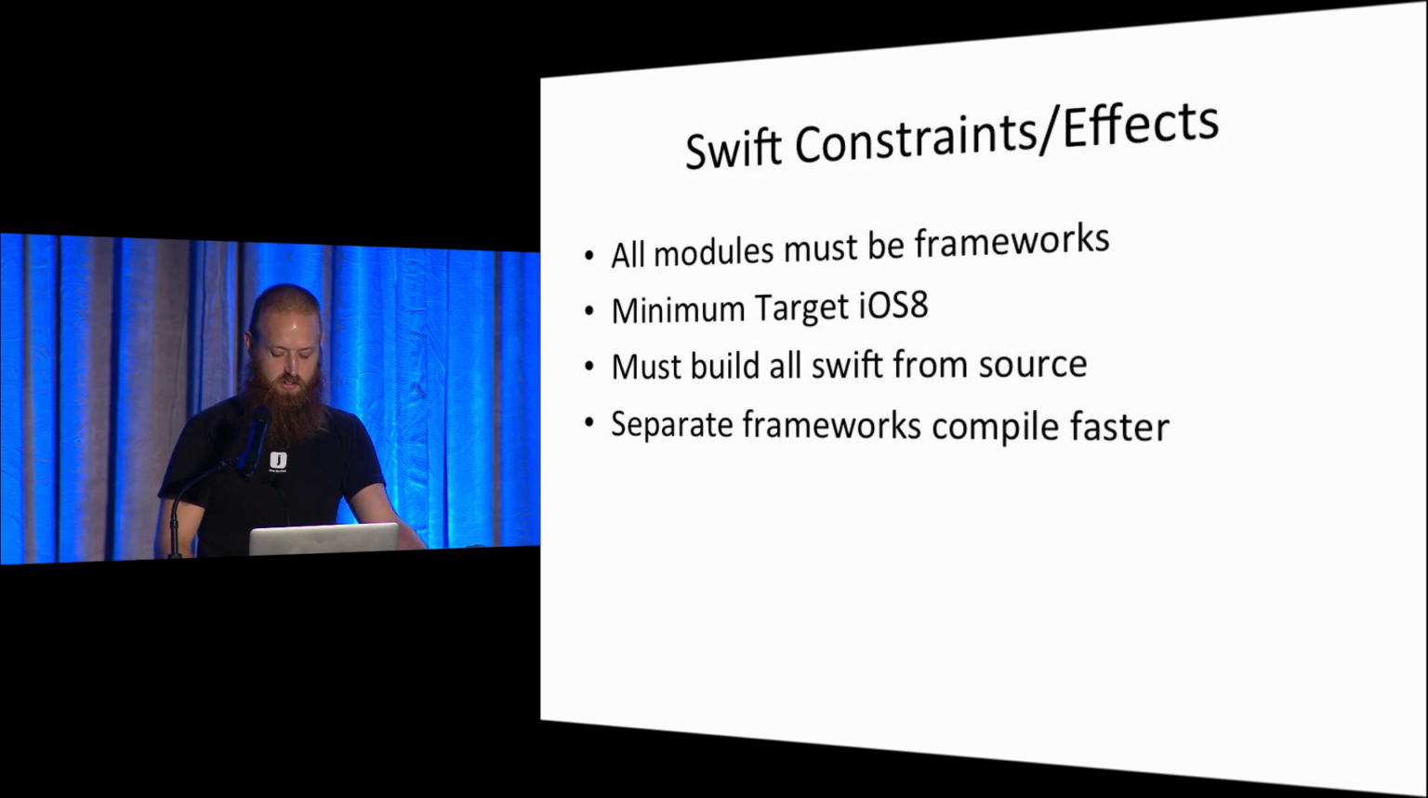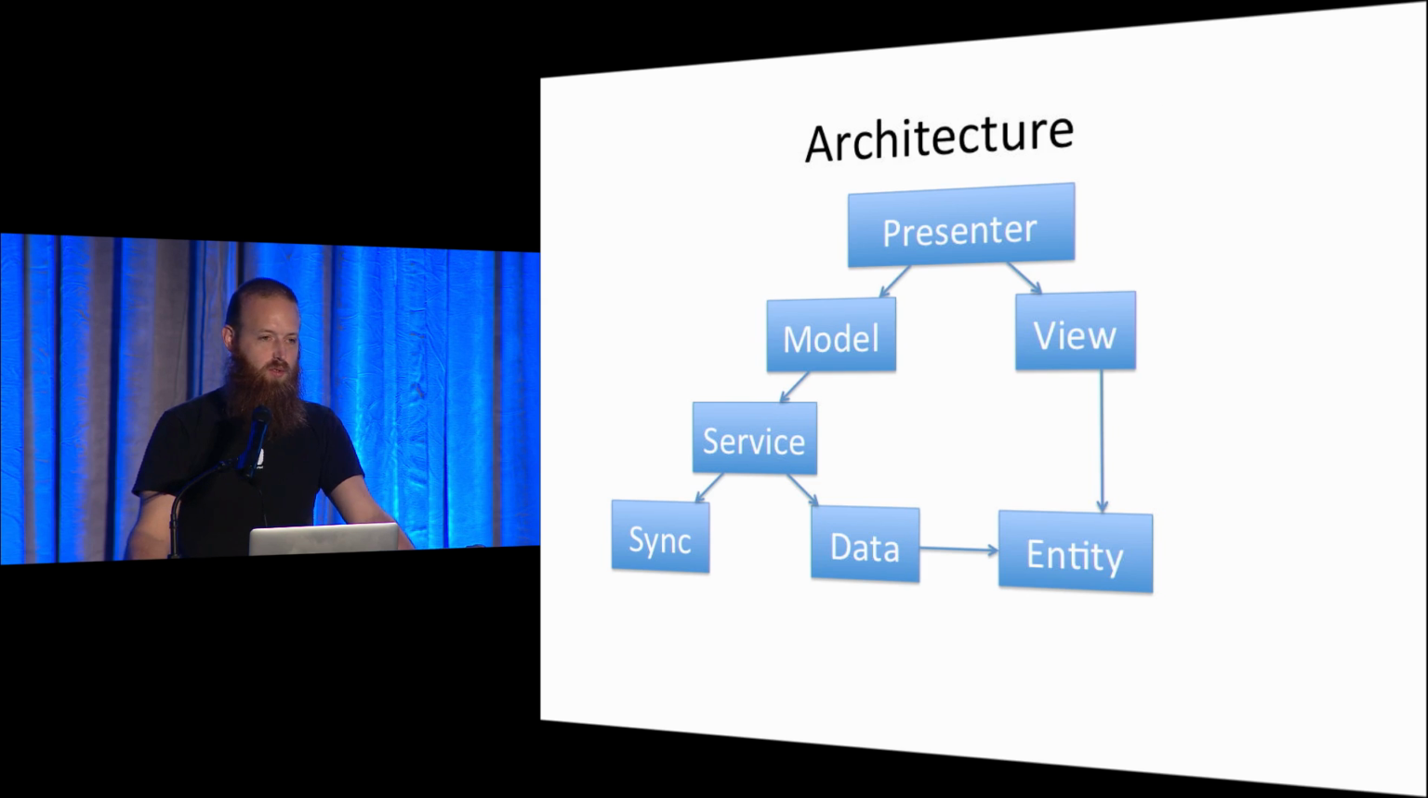Let me bring up our architecture slide again. If you have to recompile something within Entity, then you have to recompile all of the dependencies of Entity, so basically the entire graph. However, if you only have to recompile something in View, then you don't need to recompile model, service, data, and sync. You only have to recompile View and presenter. And this really adds up quickly.